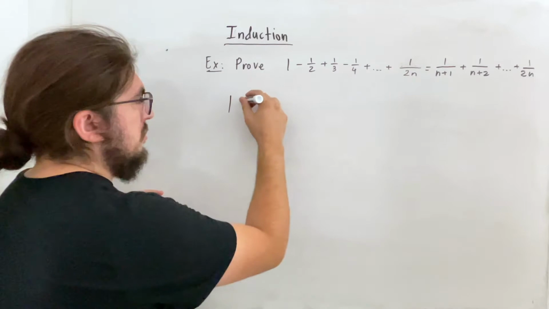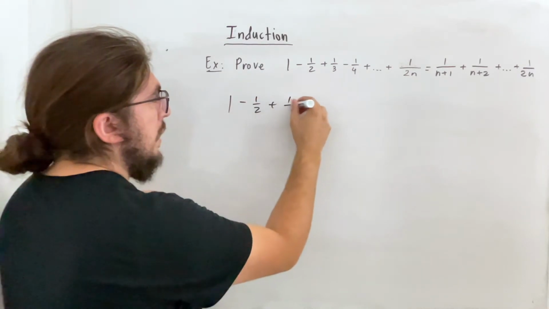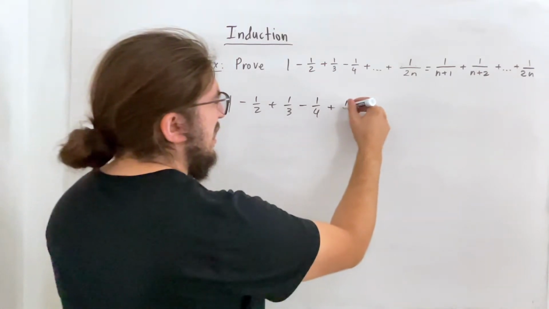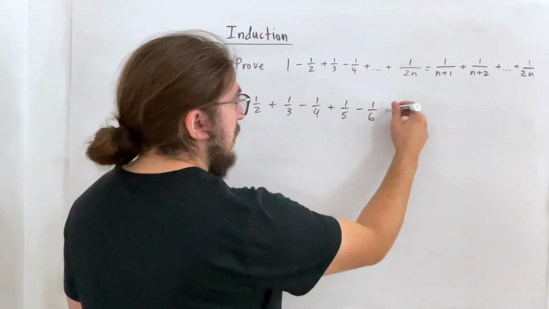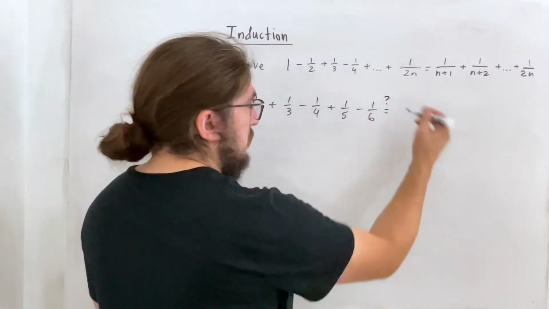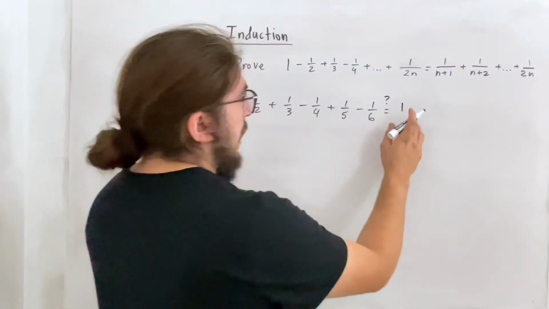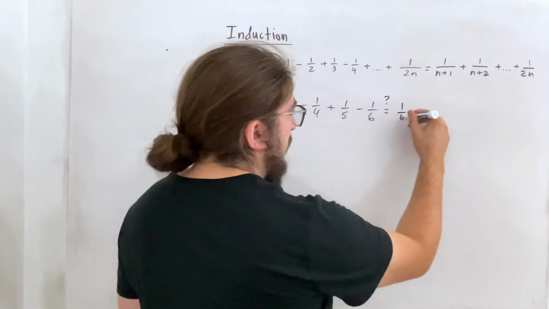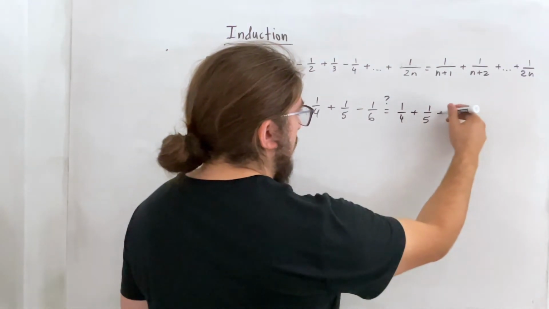So I think he did 6 or something like that. So let's write this alternate side, so the left-hand side all the way up to n equals 6, plus 1/5 minus 1/6. And that's supposed to be equal to n plus 1. So half of 6 is 3, plus 1 is 4. So 1/4 plus 1/5 plus 1/6.